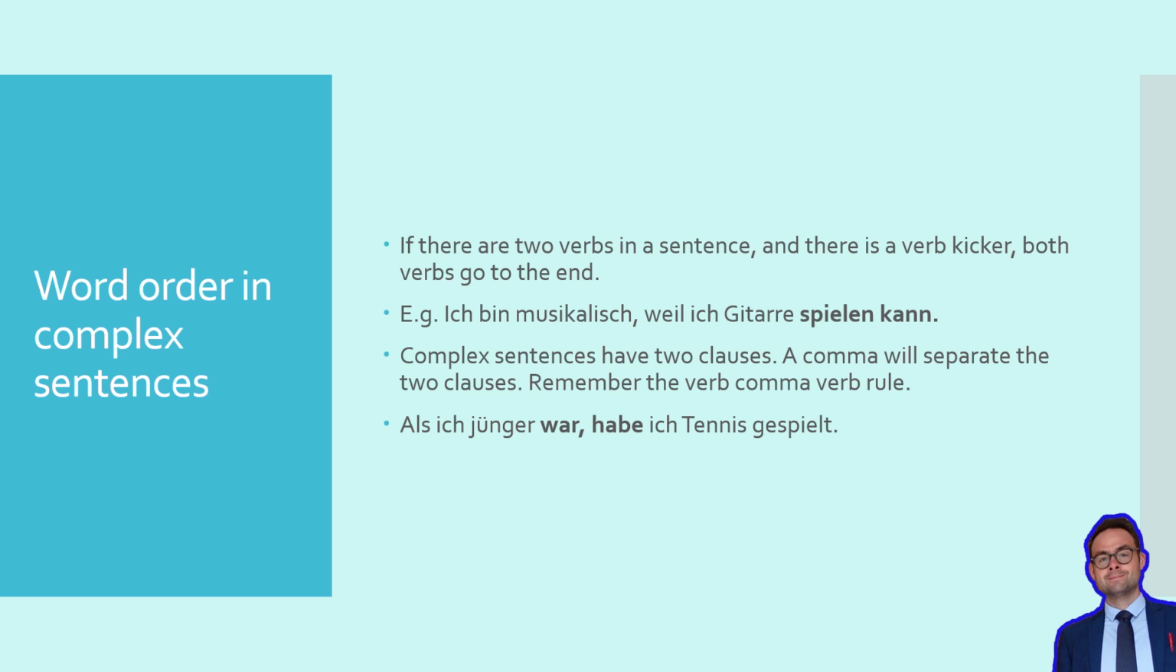Complex sentences, they're complex because they have two clauses, and that's often shown in German by a comma. And when you have a comma in German, we've often got the verb comma verb rule. So als ich jünger war, verb, habe ich Tennis gespielt. And there's another video you can look at to see how we use things like wenn and als in sentences and the verb comma verb rule. So just click the link at the top.